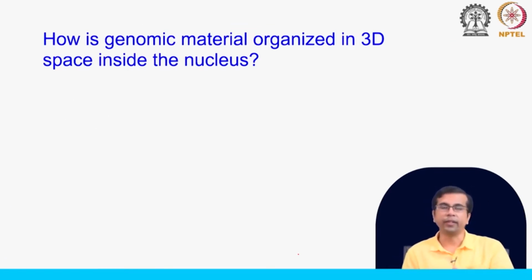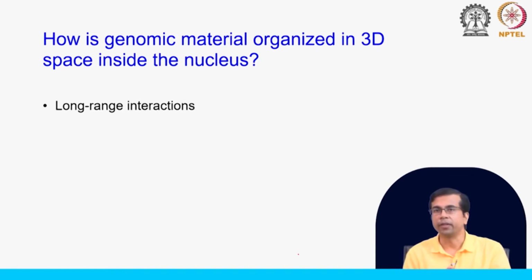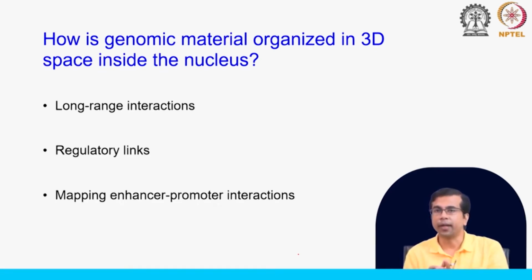The question that we are interested in is how genomic material is organized in 3D space inside the nucleus. The genome is not compressed in one location with everything mixed up together. It also has a 3-dimensional configuration, and this is what this study is all about. This 3-dimensional configuration is very important for long range interactions. There are different elements of gene regulation. For example, an enhancer can interact with a promoter and influence the expression of the downstream gene. So, this also has regulatory links.